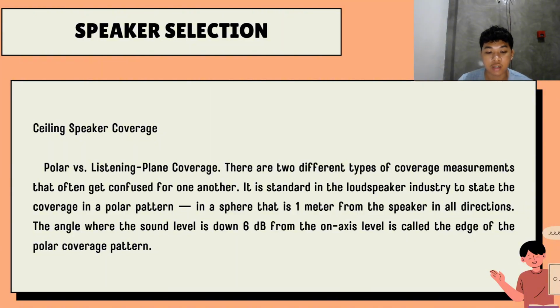The result is that the coverage area at negative 6 dB on the listening plane is more narrow than the polar spec. Some ceiling speaker manufacturers use their polar measurement to claim extraordinarily wide coverage. Do not use this specification to lay out coverage patterns of ceiling speakers.